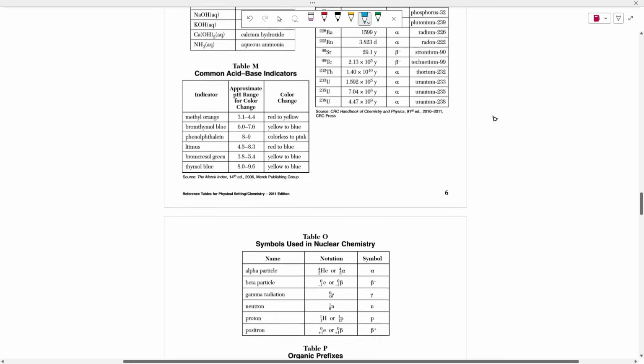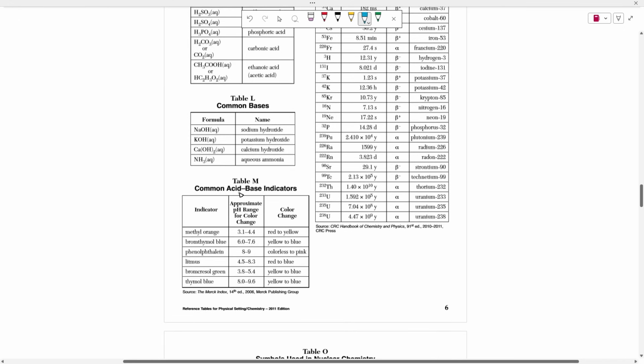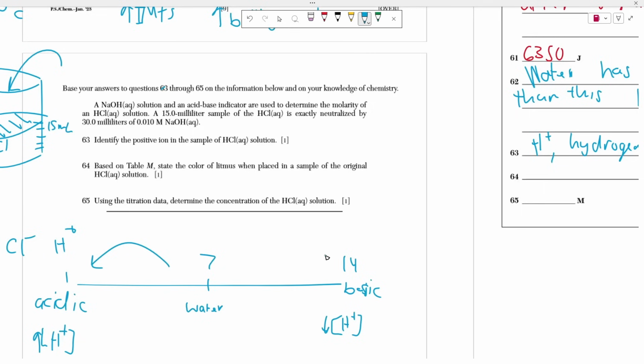So if I look here, we're looking at litmus paper. Litmus has a pH range of 4.5 to 8.3, and it changes from red to blue. So the closer you are to 4.5, the more red you are, and the closer to 8.3, the more blue you are. Now, 4.5 lies more on the acidic side. So the paper is going to be more red because when you add an acid to a solution, you make it more acidic. So the color here is going to be red.